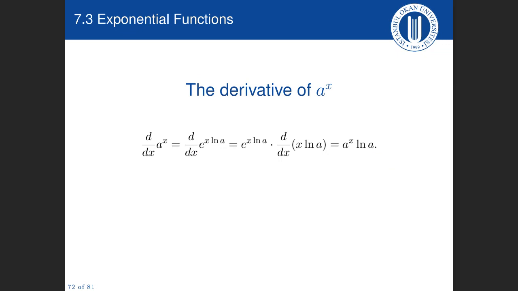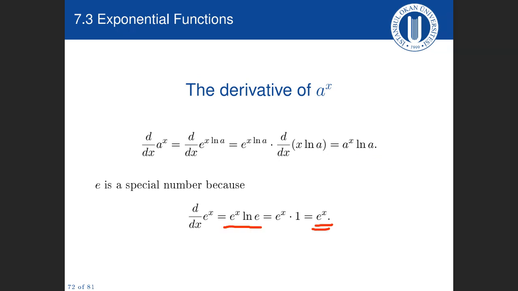But that's another reason why e is a special number, because if we put the number e in here, the derivative of e to the power of x is e to the power of x ln e. But ln e is 1, so we just get e to the power of x.